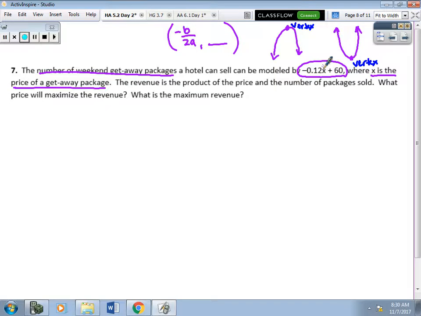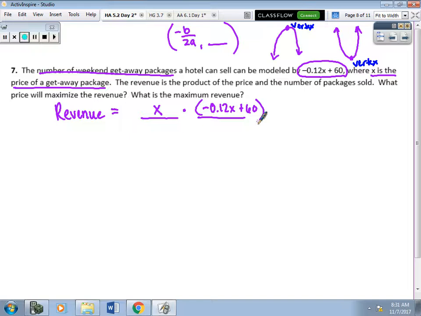Then they actually tell you what the revenue is, which not always will they tell you this. The revenue is the product, okay, so product means multiplying, right? The product of the price and the number of packages sold. So x is the price, that would be x, times the number of packages sold, which is this expression, which I will put parentheses around. What price will maximize the revenue? What is the maximum revenue?